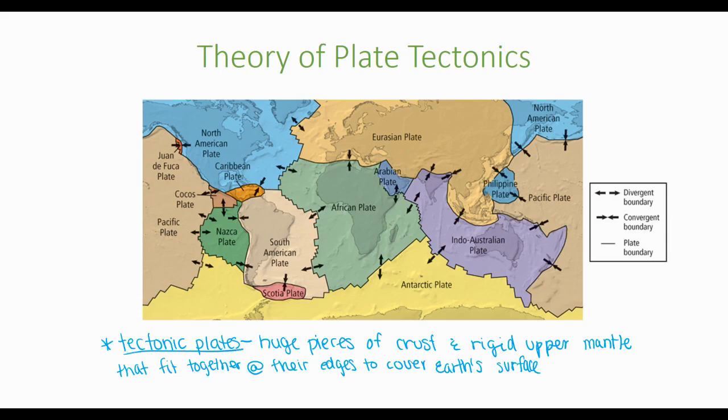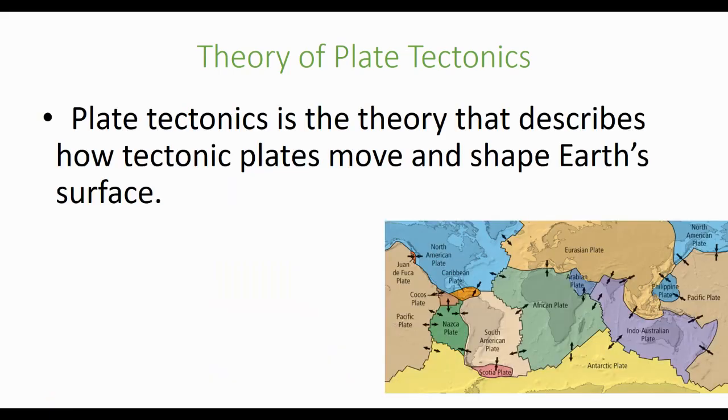So this is a map of the world with the major tectonic plates listed on it. And you can see that some of these plates, we have convergent boundaries. We know that because we have the two arrows coming together. And then at others of these plates, we have divergent boundaries. And we're going to define what makes a convergent boundary and what makes a divergent boundary. So plate tectonics is the theory that describes how tectonic plates move and shape Earth's surface.